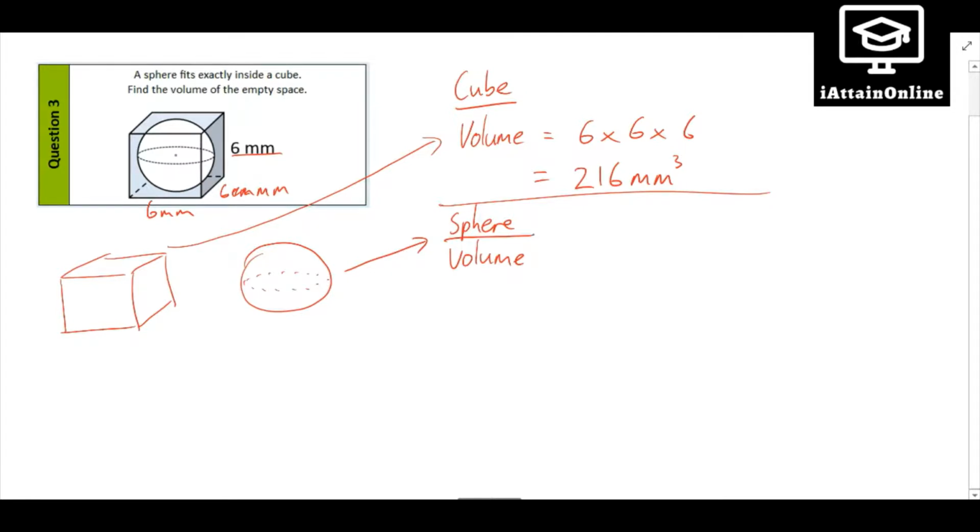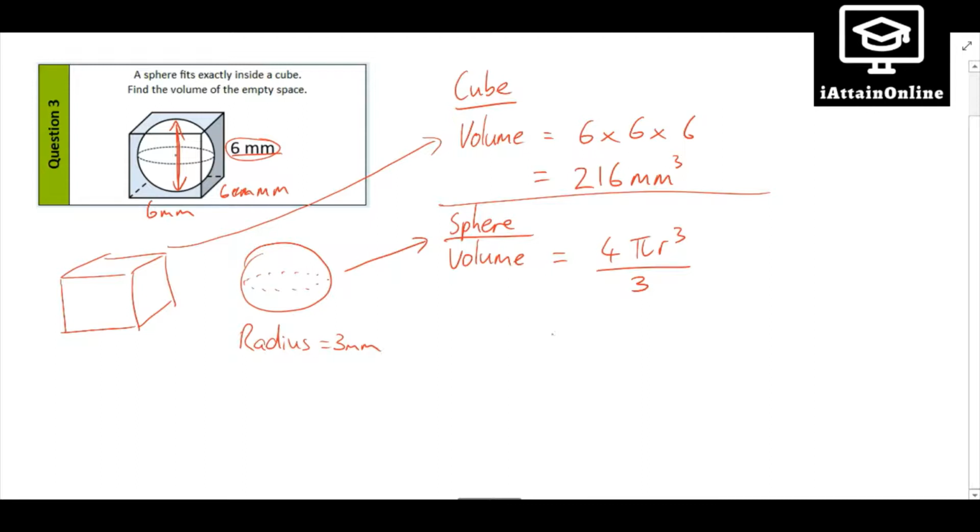Be careful here, because this 6 millimeters would be the diameter of this sphere. Because remember, the top and bottom of that sphere touch the top and bottom face of the cube. So I want the radius, because I'm using the formula 4 pi r cubed over 3. So the radius of this sphere is going to be 3 millimeters.